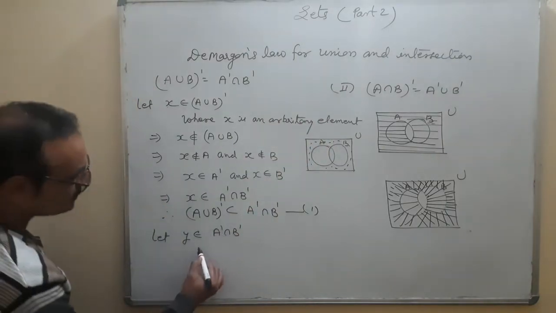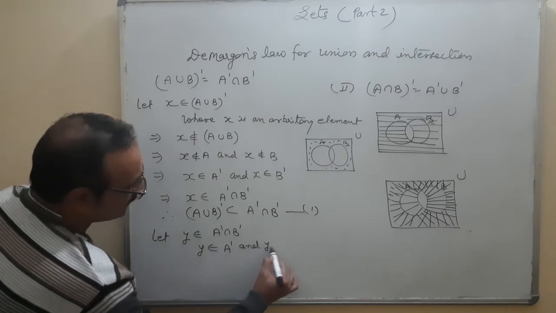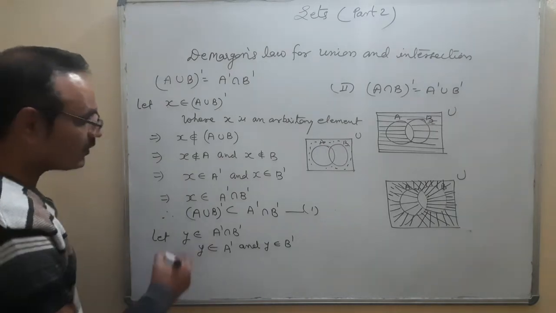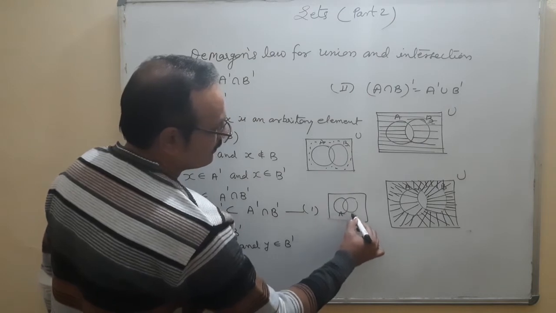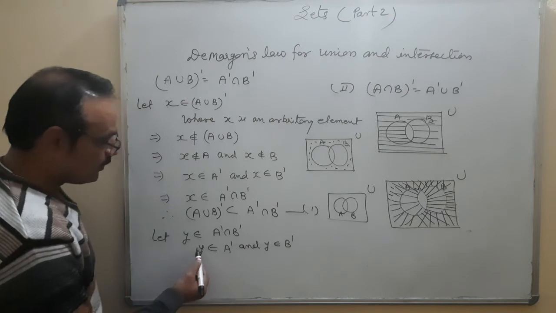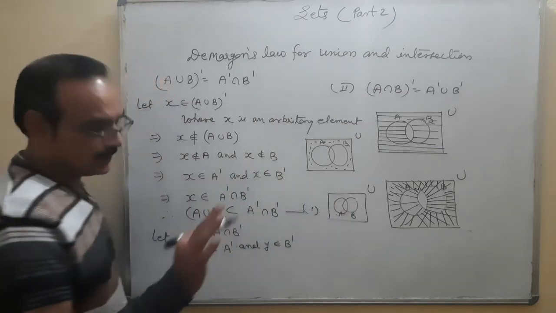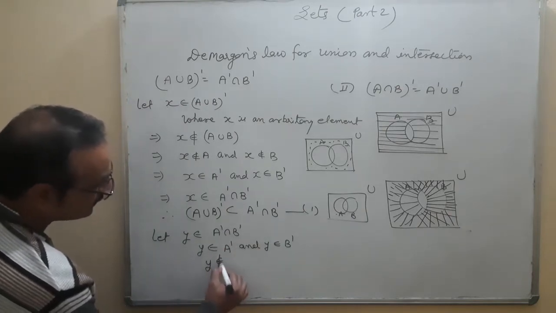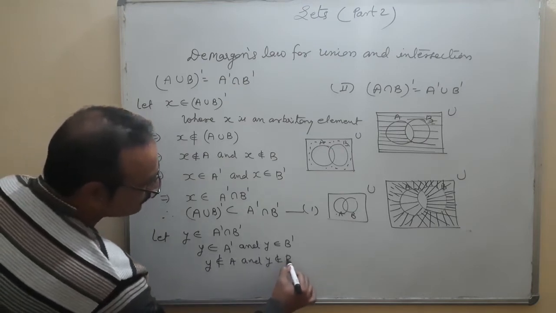Now here what happens? Y belongs to A complement and Y belongs to B complement. Is that okay? We have taken Y belongs to A complement intersection B complement. Y belongs to A complement. Y is in the A complement and Y is in the B complement. It's okay. That means Y doesn't belong to A and Y doesn't belong to B.